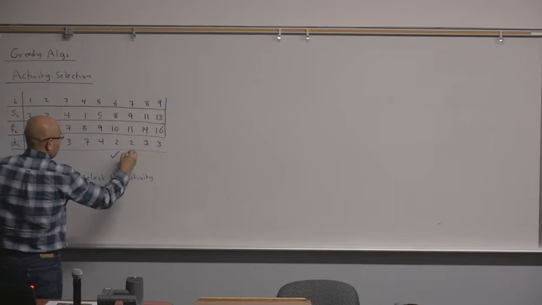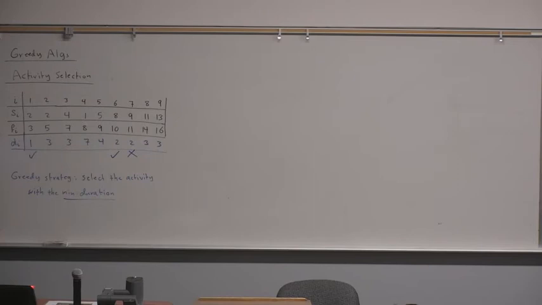Then we look at the duration. We have 4 activities with the same duration. So let's select in the original order. So let's consider this first. Can we take this? We cannot take it because it conflicts with 1. Can we take this? Yes, so it's 4, 7. It does not conflict with 1, and it does not conflict with 6 either, so we can take it.